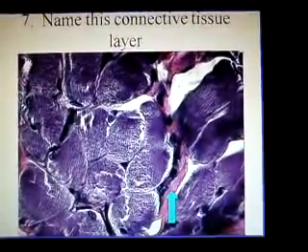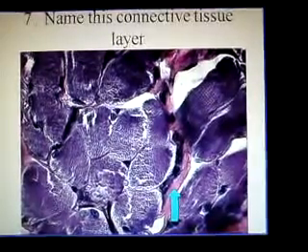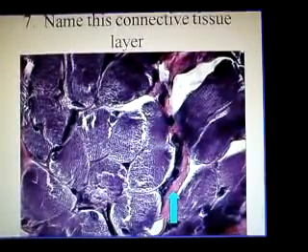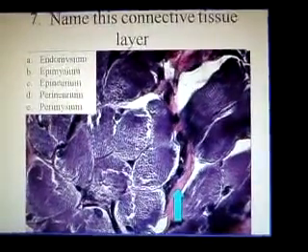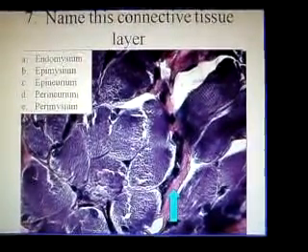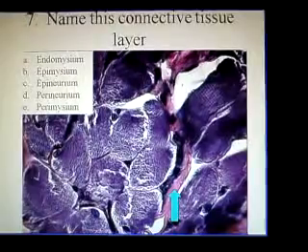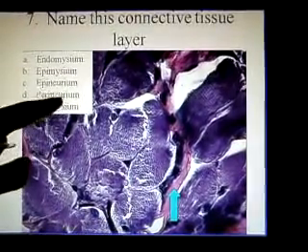It shows you a connective tissue layer, right there, separating one bundle of muscle fibers from another bundle of muscle fibers. And it asks you to identify the layer. So this would be the connective tissue that surrounds the muscle bundle, and that would be the perimysium.